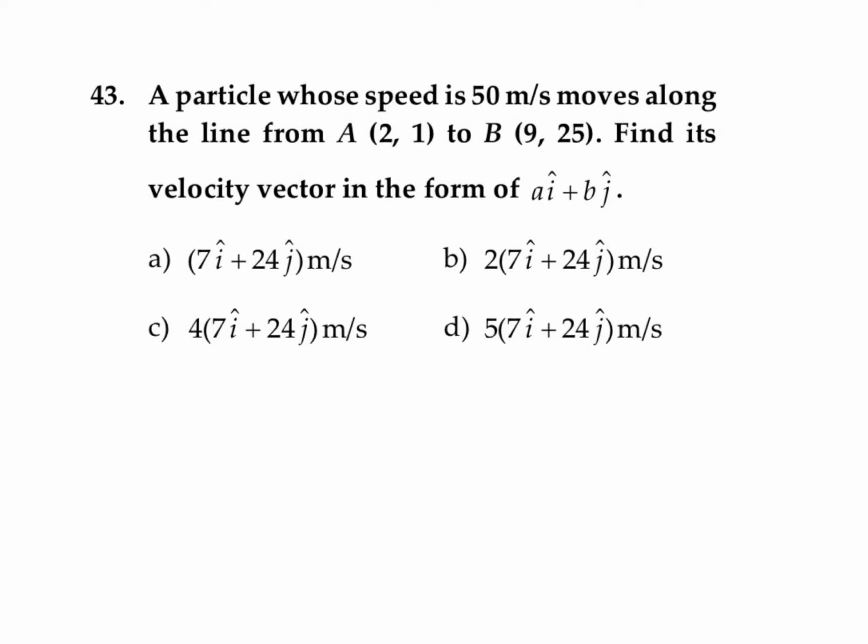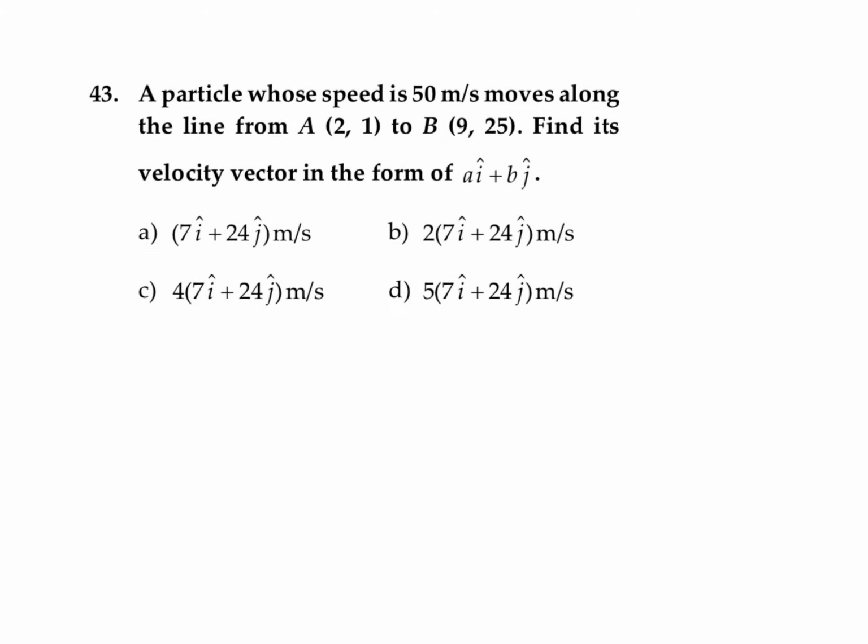In this question, it is given that a particle whose speed is 50 meter per second moves along the line from A to B. Find its velocity vector in terms of a i cap plus b j cap. So we have to represent a velocity vector. We can write that a velocity vector consists of two parts. One is its magnitude and another one is its direction. Direction is represented by a unit vector and magnitude is represented by, let's say, v.